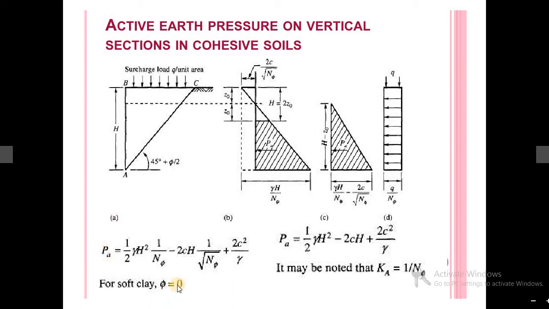For the soft clay, obviously for the cohesive soils, φ will be 0, and in that case this term will be neglected. Now you'll be using Pa is equal to 1 by 2 gamma h square minus 2ch plus 2c square upon gamma, and based on that we will be able to find out the total computed pressure. So here this will be the negative pressure if you put this value as 0, because z is equal to 0, then this term will be neglected, and 2c square upon gamma will be the term.